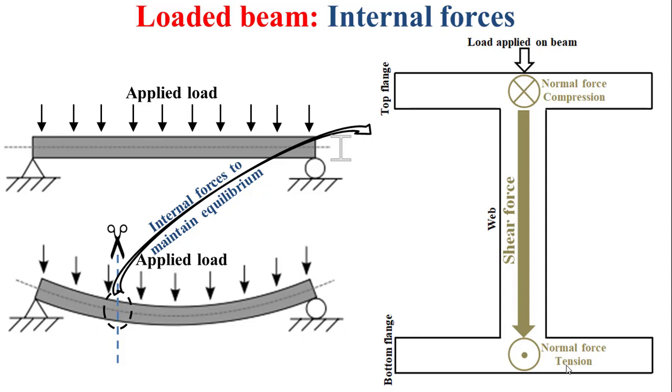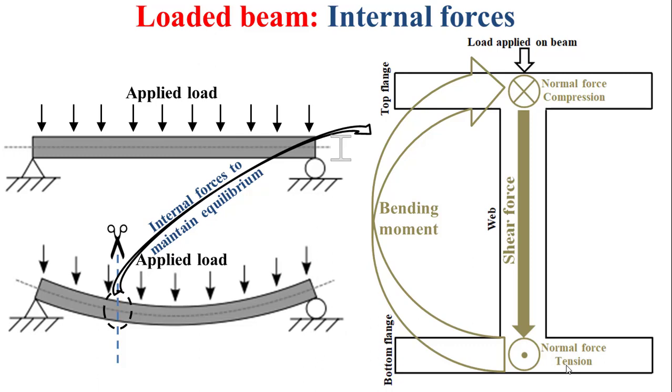You can notice that the normal force on the side of the load is compression, while the normal force on the opposite side of the load is tension. This tension and compression will induce bending moment, and I will further explain this afterwards in this educational video.